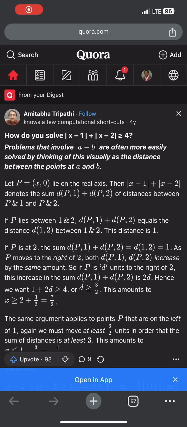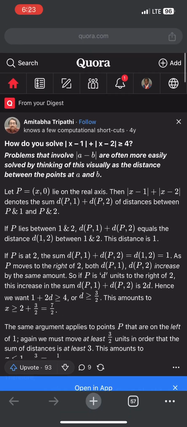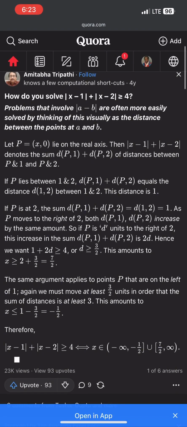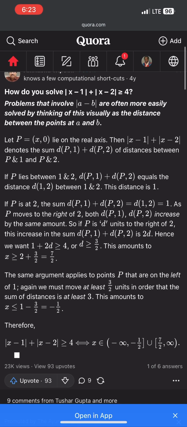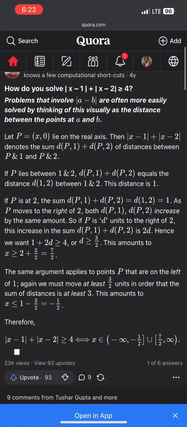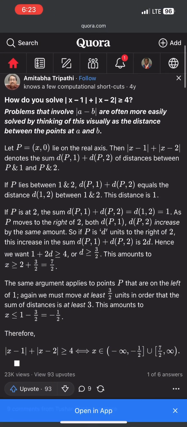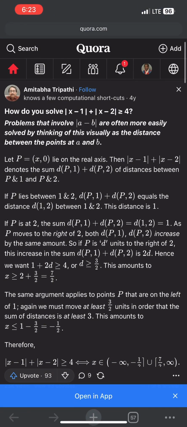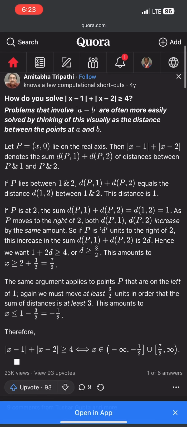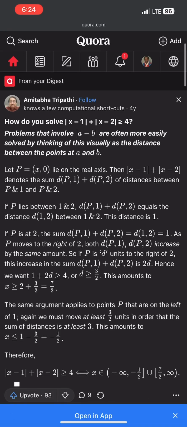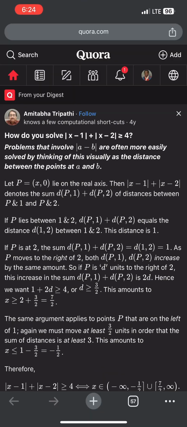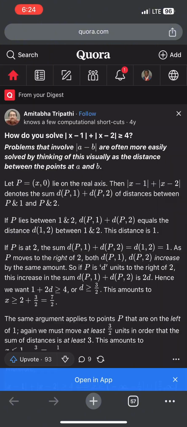Here we go again, guys. Here is another question: (x - 1) + (x - 2) ≥ 4. This is how someone did it, solving the inequality using their method of graphical explanation. I would use a different method to solve this same question, because in the mathematical field, a question can be solved many ways. Here we go, guys.